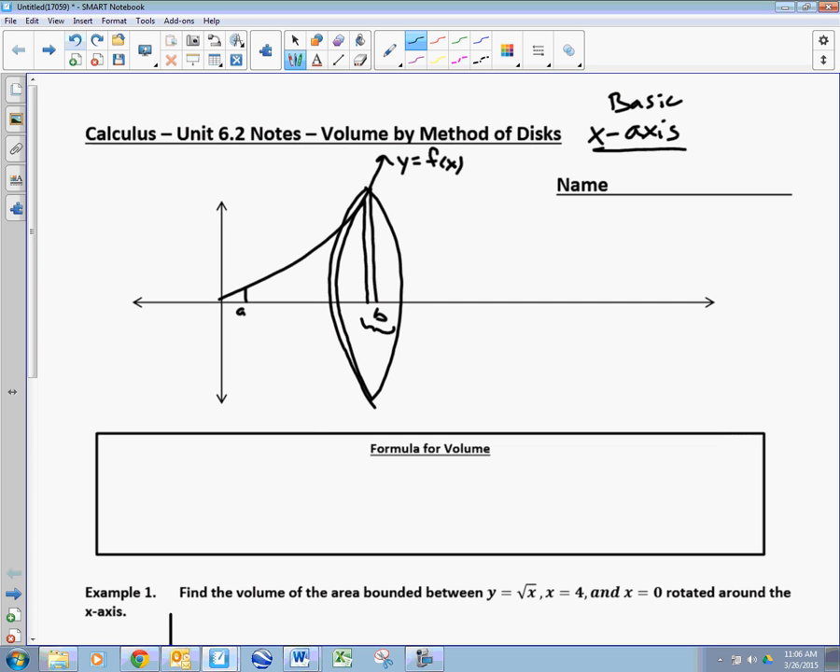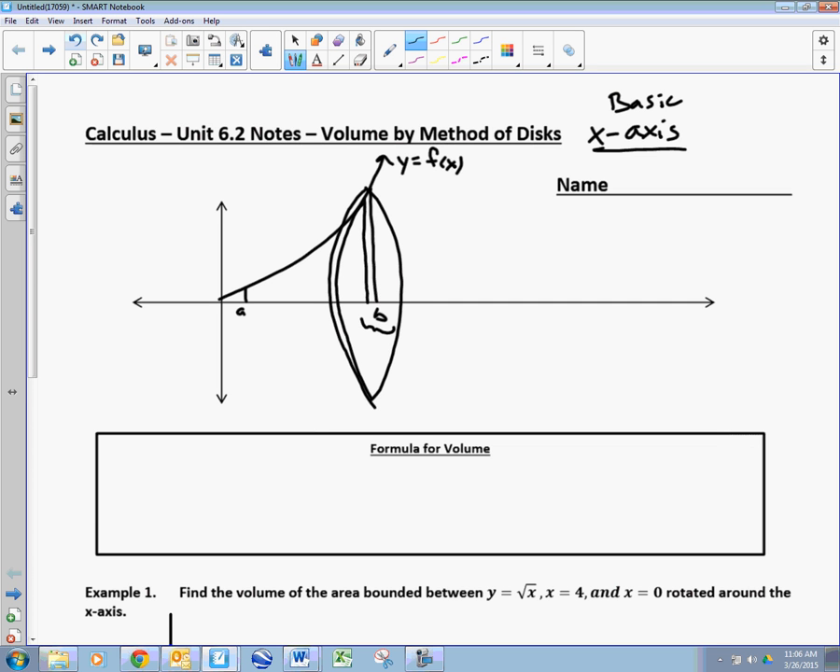So this is a circle. As I slightly turn it, all of a sudden you see an ellipse, right? And if you look at it straight on like that, you see a rectangle. Okay, so that's what we're doing.